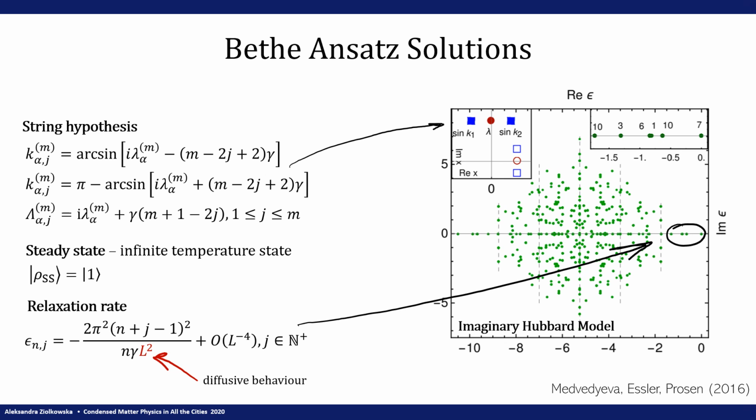Looking at string solutions allows us to obtain information about the spectrum of the imaginary interaction Hubbard model, which is plotted in the main figure. The steady state of this dissipative model is an infinite temperature state. The system approaches equilibrium diffusively, which is indicated by a 1 over L squared dependence of the eigenvalues of the highest weight states.